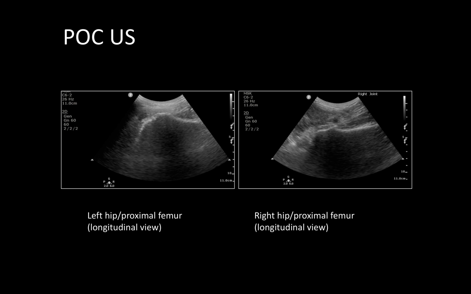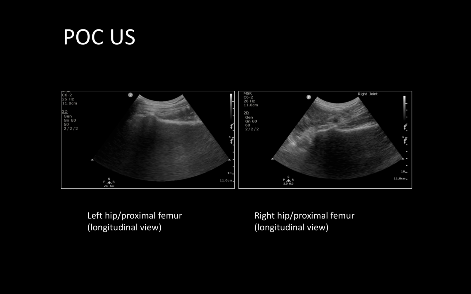Next, we have longitudinal views of similar areas, starting on the, again, normal left hip from the lateral aspect. So you can get a sense of the anatomy. We're looking from the greater trochanter medially, and we see this nice rounded, smooth cortical line throughout the image, scanning somewhat anterior and posterior fanning, just to get a better sense of the anatomy.